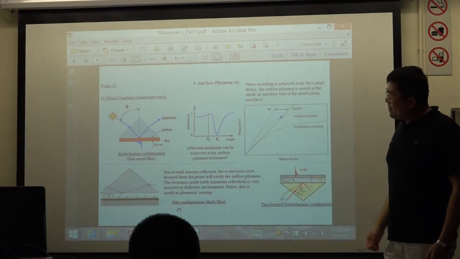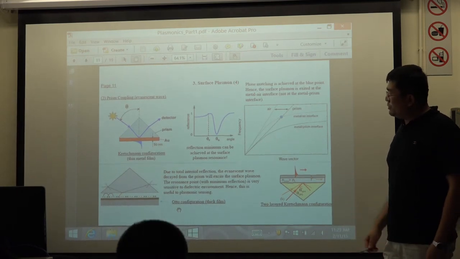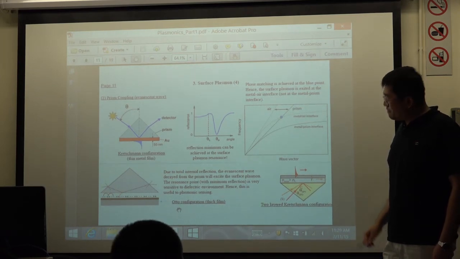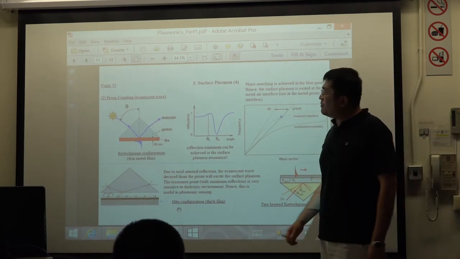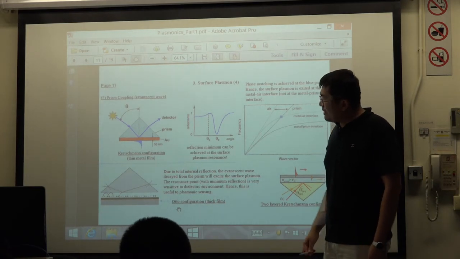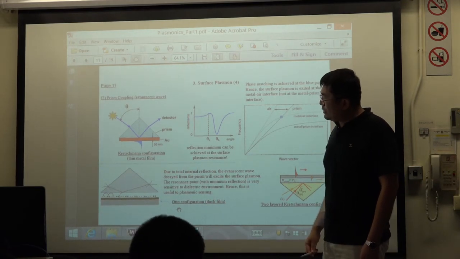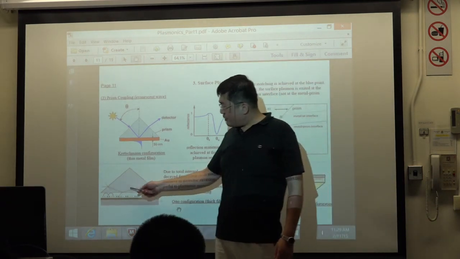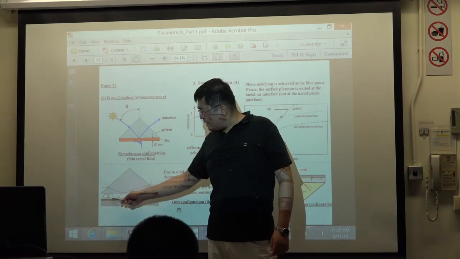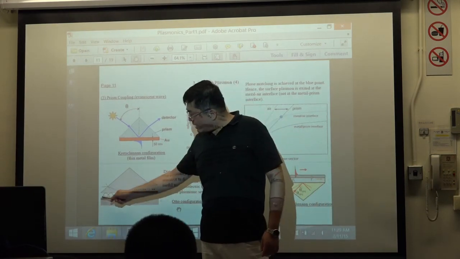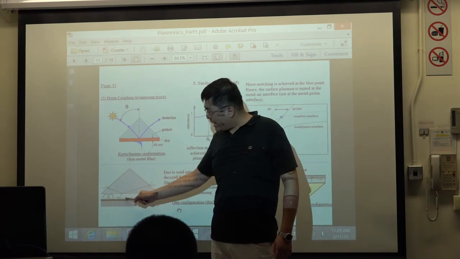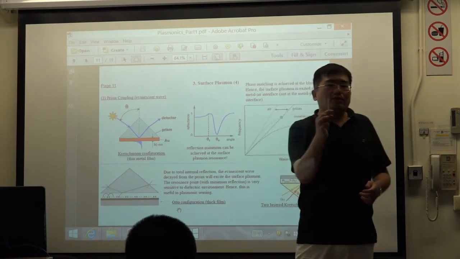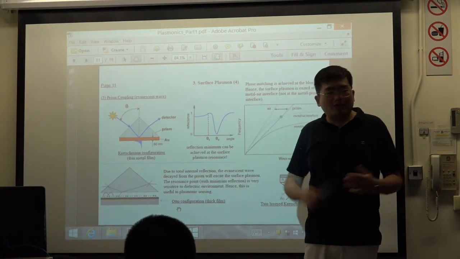Someone uses this structure to do plasmonic biosensing. Why? Because the surface plasmon is very sensitive to the dielectric environment. For example, in this structure, this is a prism, maybe this is air, and this is metal. If I put something above the metal, this plasmonic resonance frequency will shift. So it's very sensitive.